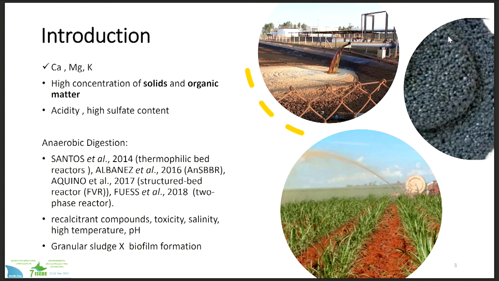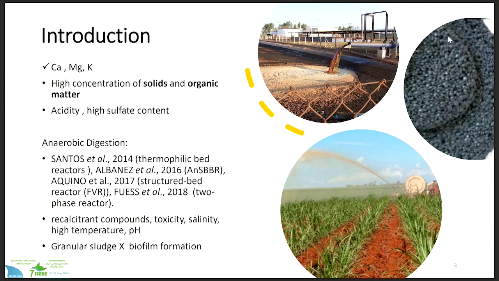Sugarcane vinasse is the subproduct of ethanol production. It contains high concentrations of nutrients, especially potassium. Its main destination is fertigation. However, due to high concentrations of solids, organic matter, sulphate, and also the acidity, the sugarcane vinasse can decrease the soil quality over time.